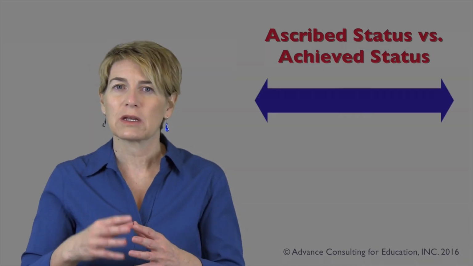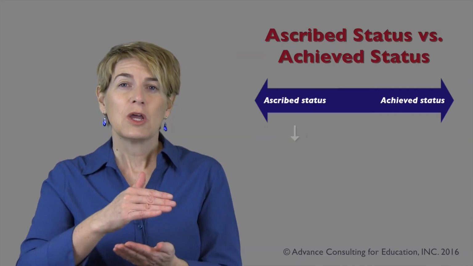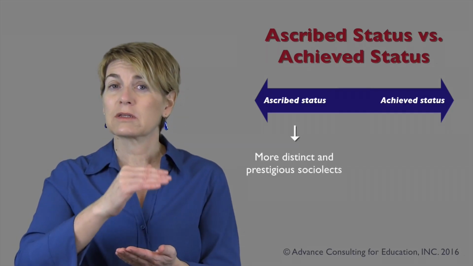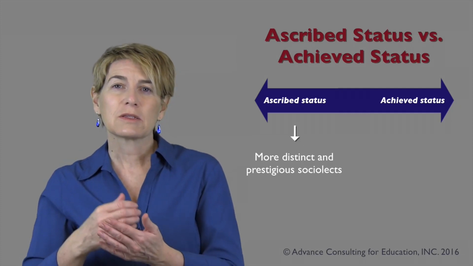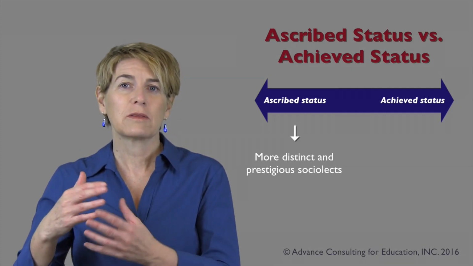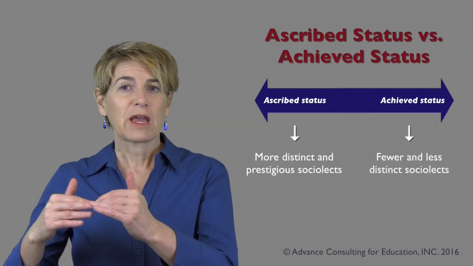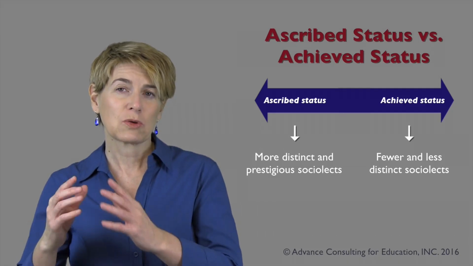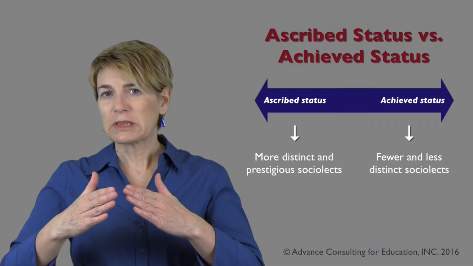And what we see with these different ways of giving an individual status and sociolect is that in societies or cultures where there is ascribed status, we tend to see, once again, more distinct sociolects and sociolects with a lot more prestige associated with them. In societies or cultures that are based on achieved status, we tend to see fewer sociolects and they're less distinct. So this is another really important characteristic of a culture or society that links with sociolects.